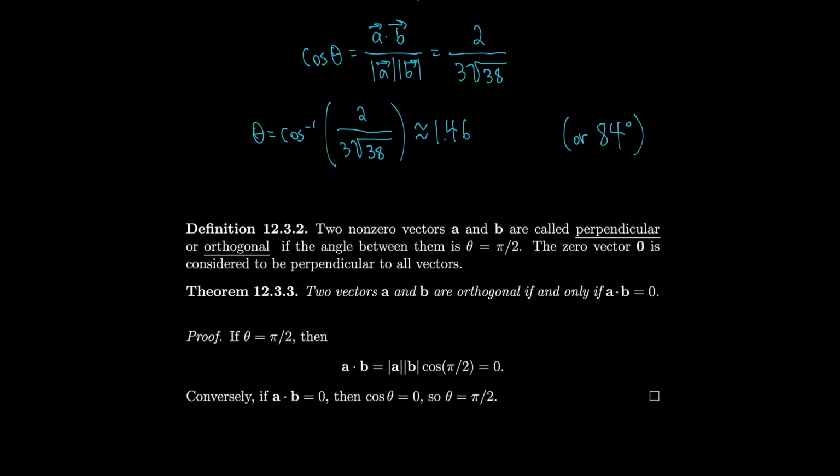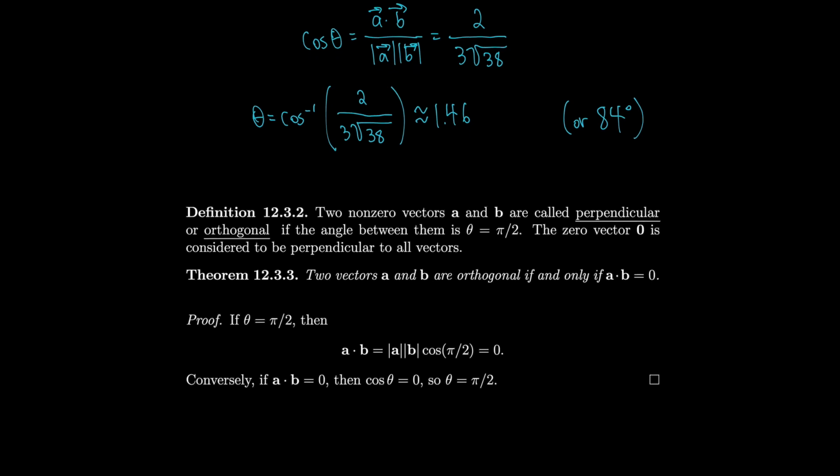Let's prove the other direction now. If you assume the dot product is 0, then using our formula, we get that the cosine of theta has to be 0. So that means theta must be pi over 2. So either way, you get that the vectors are orthogonal when the dot product is 0.